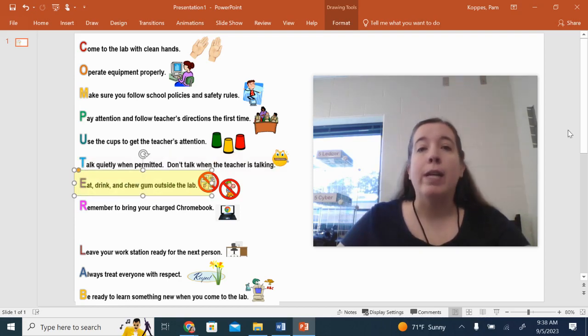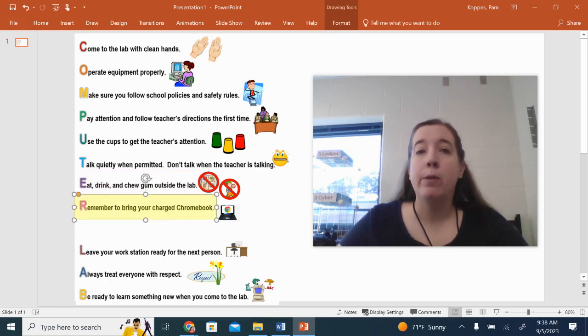The next rule is eat, drink, and chew gum outside the lab. We can't have any of those things near the computers. They could damage the electronics. If there's a medical reason that you need to have a water bottle while in the computer lab, then we'll make sure you have access to it while still keeping it away from the computers.